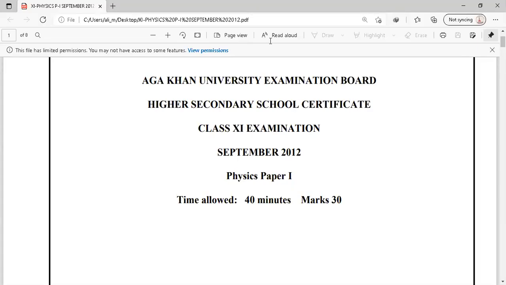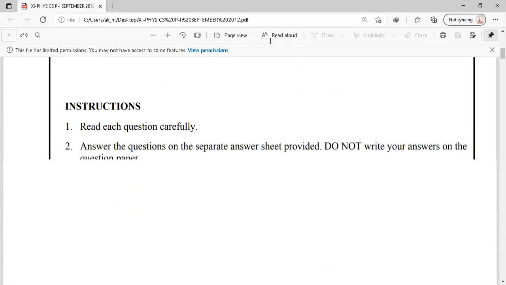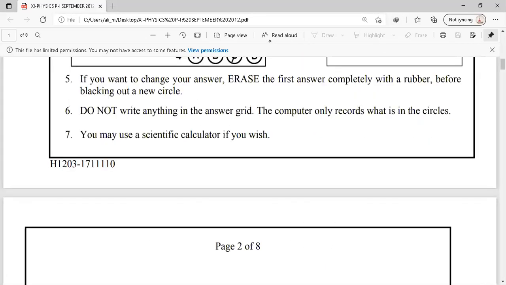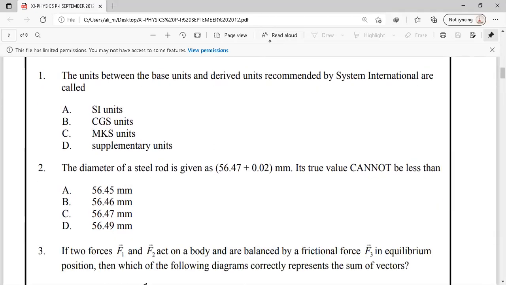आज इस वीडियो में हम खान यूनिवर्सिटी एग्जामिनेशन बोर्ड क्लास 11th सितंबर 2012 फिजिक्स पेपर 1 सॉल्व करेंगे। तो लेट्स कम टू आवर फर्स्ट क्वेश्चन इन दिस ईयर। So here we have our first question, question number 1 and question number 2.